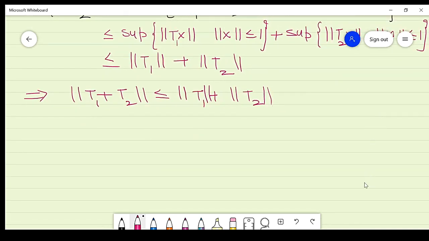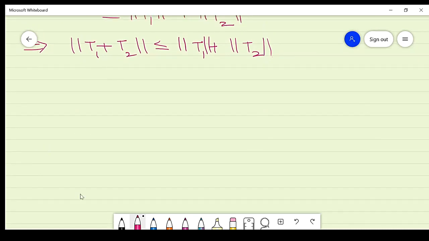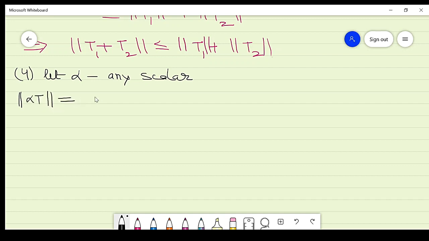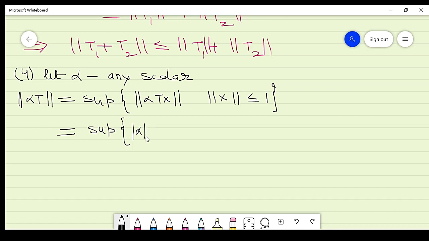Now after that, property number 4. We take some scalar alpha. Let alpha be any scalar. So the norm of alpha T can be written as the supremum of norm of alpha Tx such that norm of x is less than or equal to 1. It implies the supremum of absolute value of alpha times norm of Tx such that norm of x is less than or equal to 1.